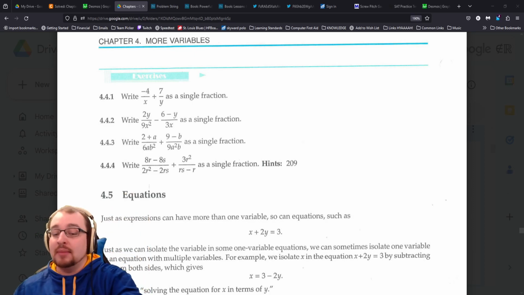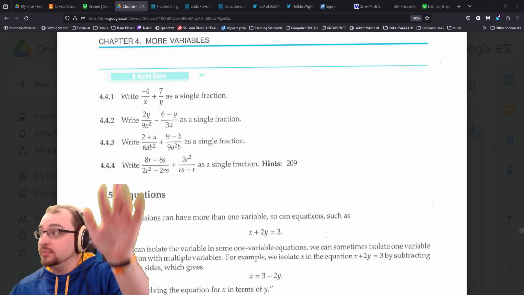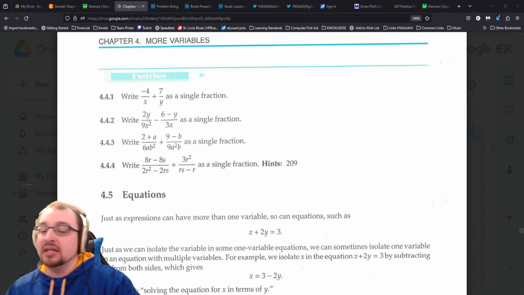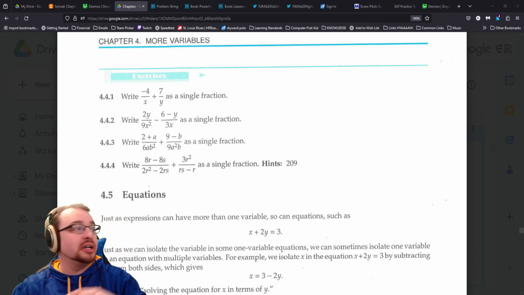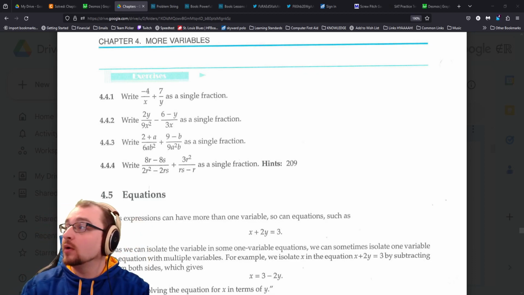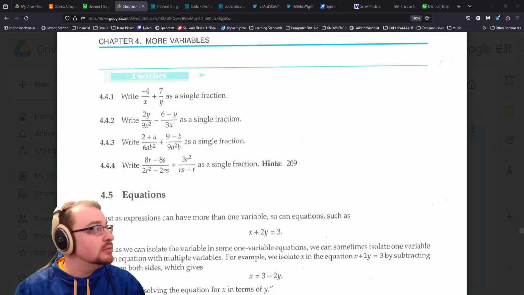Take a look at those. I'm gonna write an answer key down. See if you can get those to be single fractions, okay? I'm gonna write an answer key down, and then when I've got it, I'll show you it, and then I'll take a picture of it, put it in Classroom. We'll call it a day, all right? So give those a shot. Start with 411. Think about how you can get those common denominators.